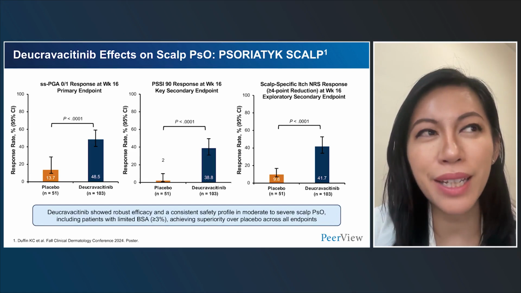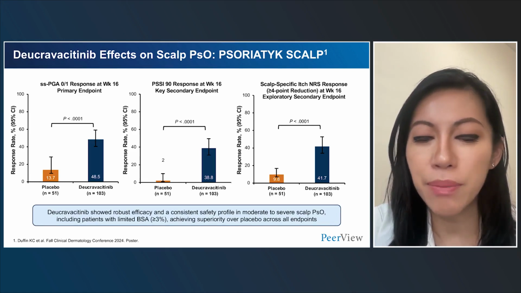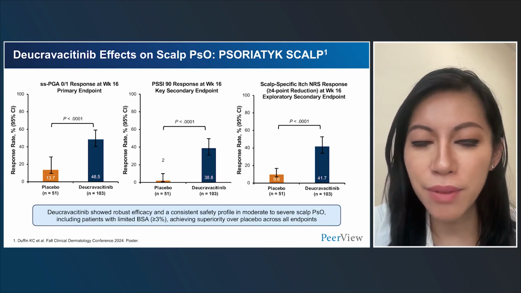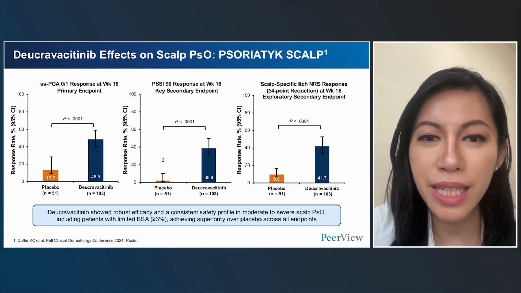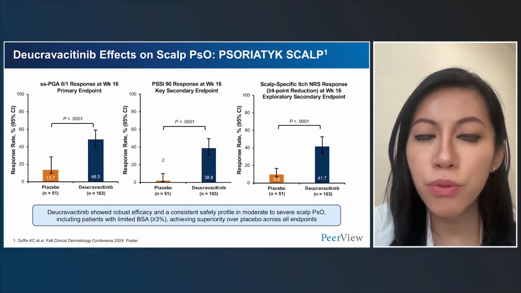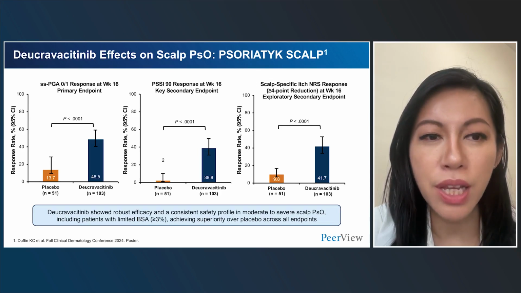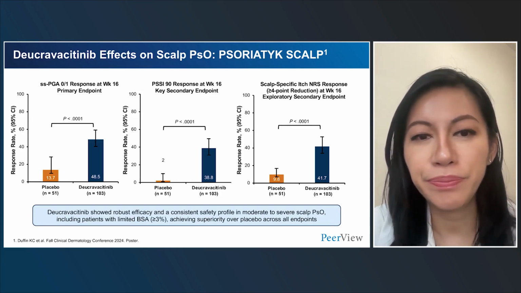You can probably think about some of your psoriasis patients. They just have very severe recalcitrant scalp disease, and they may not have much involvement elsewhere. So what we see in this particular study with a very difficult to treat scalp population, we see nearly 50% of the patients will achieve clear or almost clear by week 16.